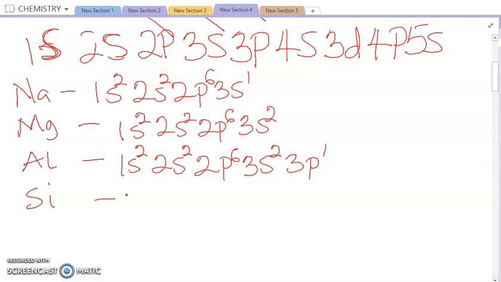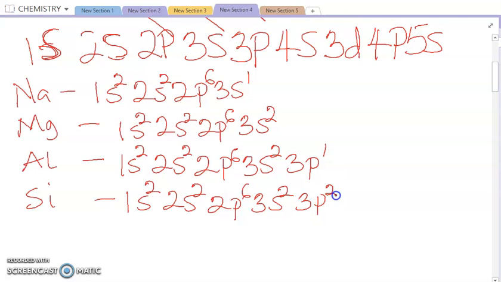The electron configuration will be 1s2, 2s2, 2p6, 3s2, 3p2. Then after silicon, we have phosphorus.